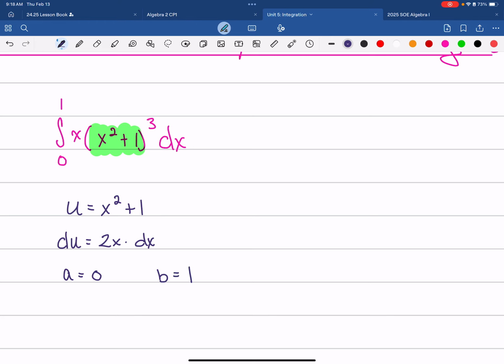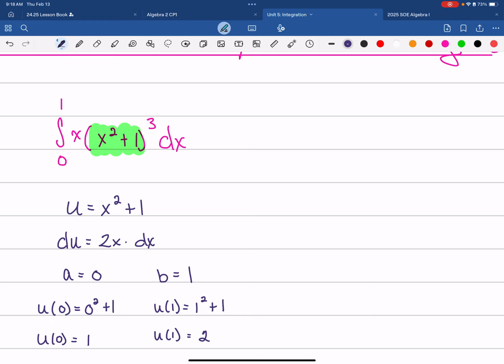And now, right now these are written in terms of x, but instead I'm going to write them in terms of u. So I'm going to say u of 0 equals, and I'm just going to substitute this 0 in for x in my u expression. So I'm going to have 0 squared plus 1, so u of 0 equals 1. I'm going to do the same thing for my upper limit of integration. I'm going to have u of 1 equals 1 squared plus 1, so u of 1 equals 2.